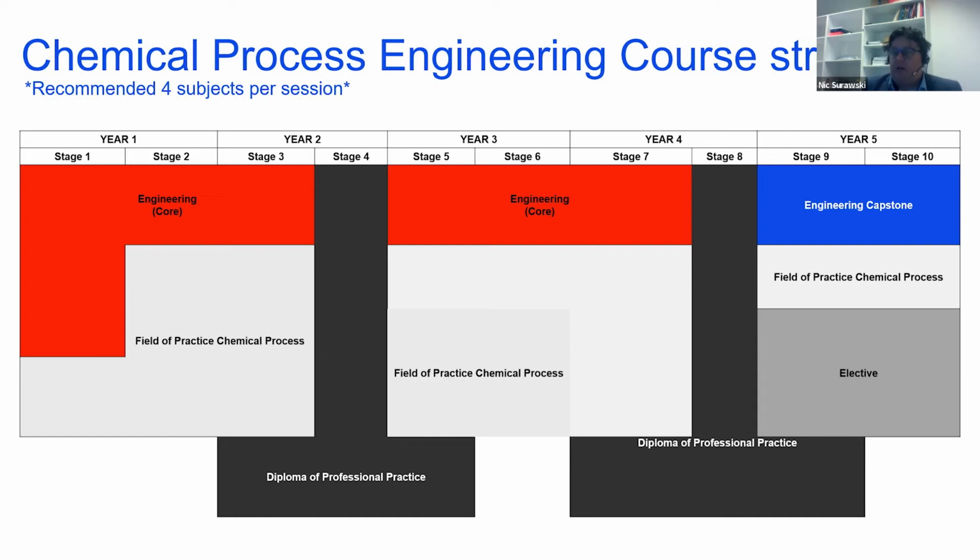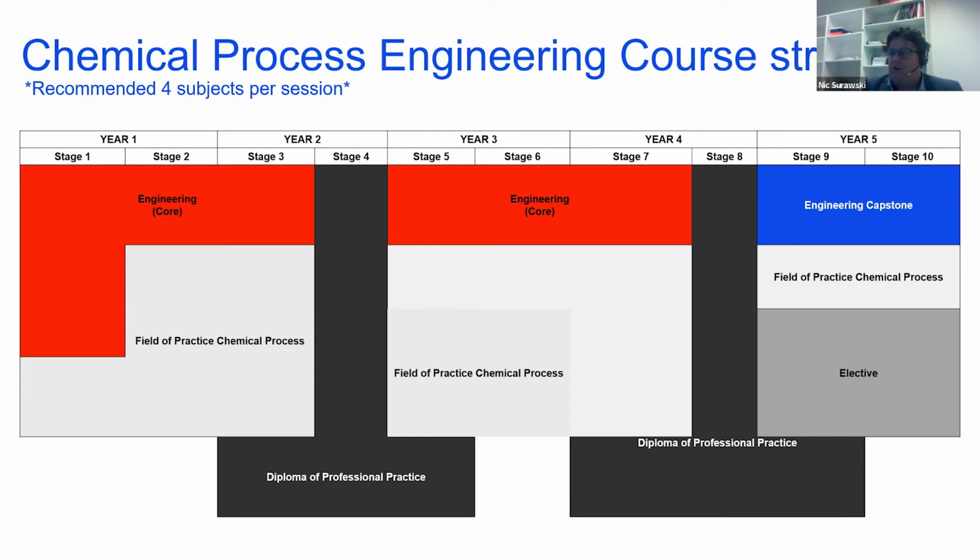You can see everything's color coded here. So the red section of this degree is the engineering core. So they're subjects that all engineering students do. So that covers things like engineering science. I mean, you do some maths, you do some chemistry subjects, you do physics, and then you learn those other professional engineering skills like communication and entrepreneurship, commercialization, innovation, and things of that nature. So that's the red bit.